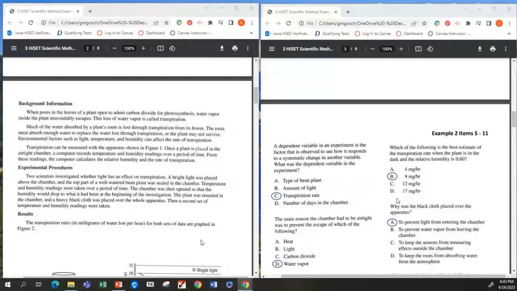This loss of water vapor is called transpiration. Much of the water absorbed by a plant's roots is lost through transpiration from its leaves. The roots must absorb enough water to replace the water lost through transpiration, or the plant will not survive. Environmental factors such as light, temperature, and humidity can affect the rate of transpiration.